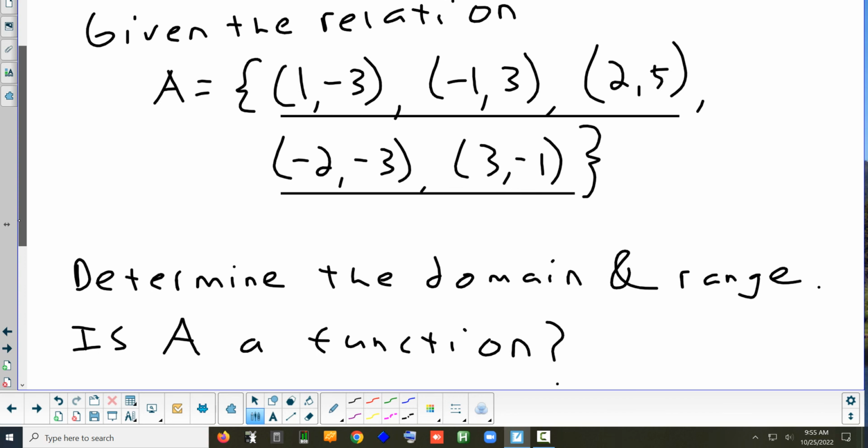And now we're going to do what we just did before, but we're going to add one thing to it. I want to know the domain and the range, but I also want to know if this is a function. And A is just the name I'm giving to all these coordinates. I'm just calling these coordinates set A. You can give it any name you want. But I chose it.